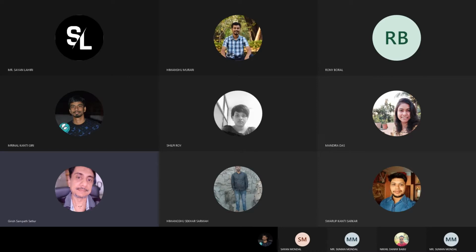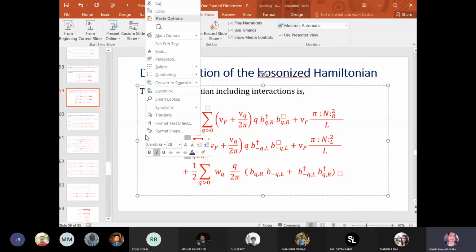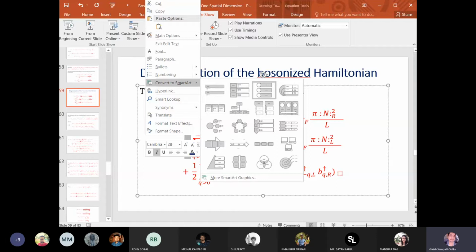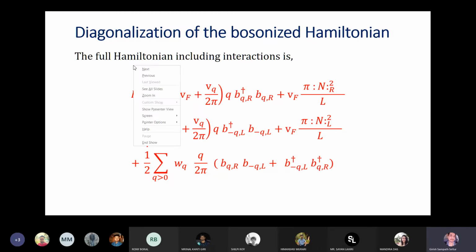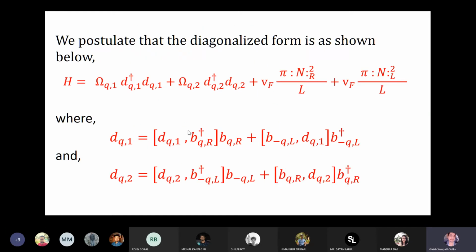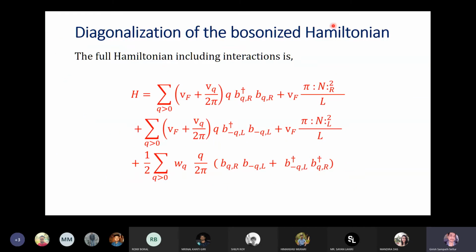Okay, so instead of just giving you preamble all the time, let me start with the, so I'm presenting something as you can see. Okay, so can you see? Can you see this diagonalization of the Bosonized Hamiltonian? Yes, sir. So if you remember, we stopped somewhere here, isn't it? Can you remind me? This is basically the Bosonized form of the kinetic energy.